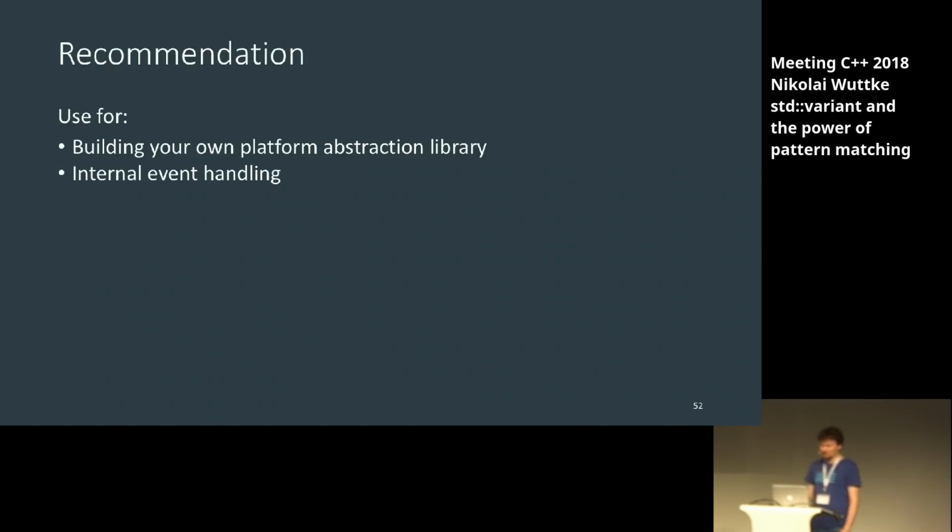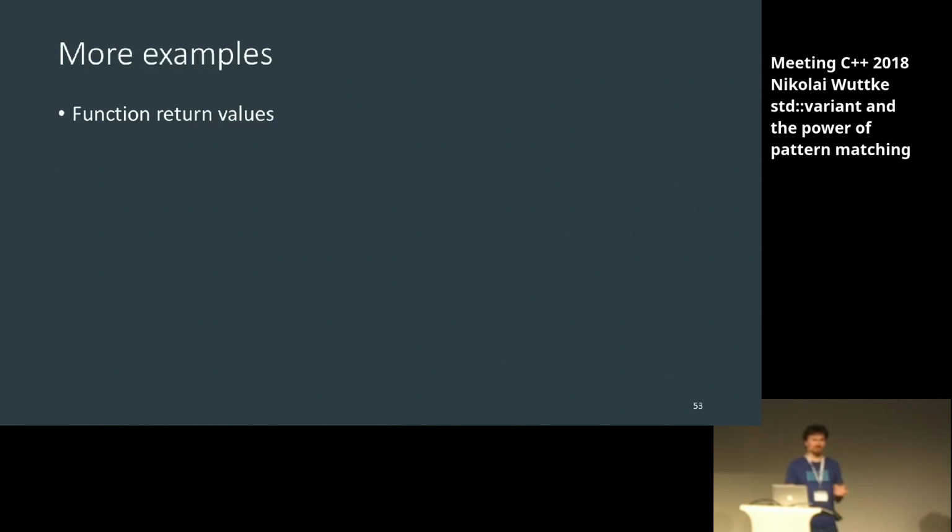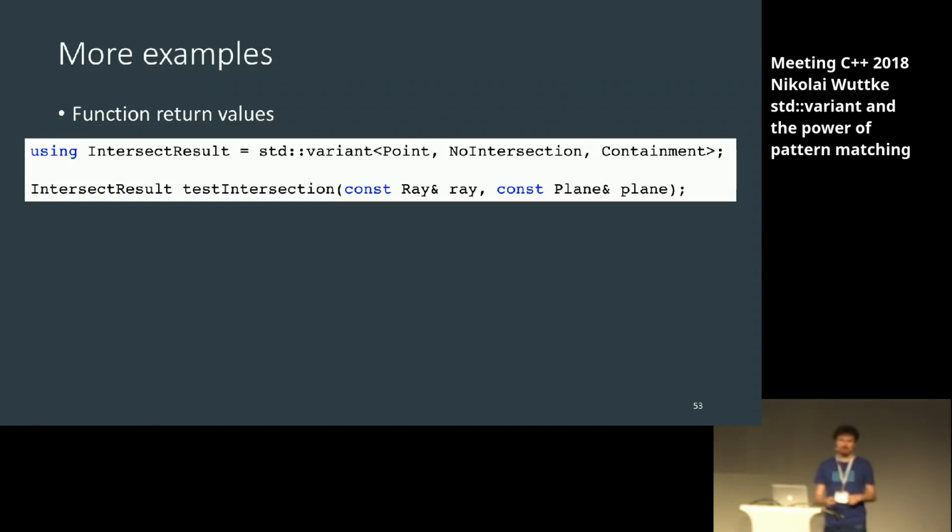Okay, so now we looked at state machines and event handling in more detail. Here's some more examples where I think this pattern can be very useful, but I'm not going to go too much into detail on them. But if you have, for example, a function that can return different things depending on circumstances, it can be useful. And one case where this could be the case is if you have an intersection test between a ray or a line and a plane, which you might do if you want to write a ray tracer or something like this.